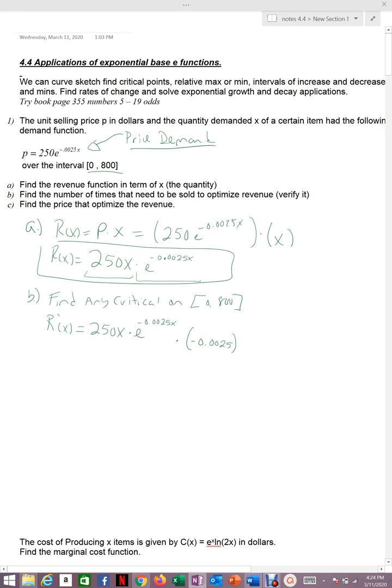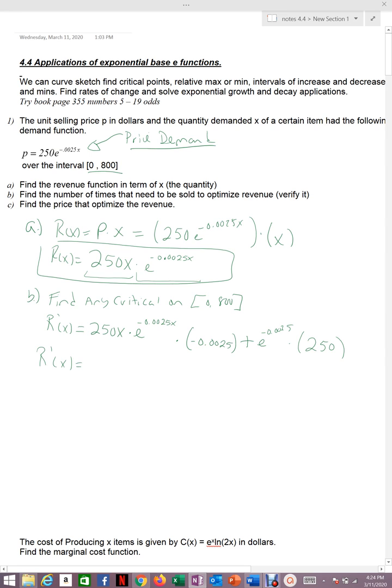Alright, so that's the first times the derivative of the second, plus the second, which is the e term, times the derivative of the first function. The first function is 250x, and so the derivative of that is 250. Right, because the derivative of x is 1. 250 is a constant that comes along.